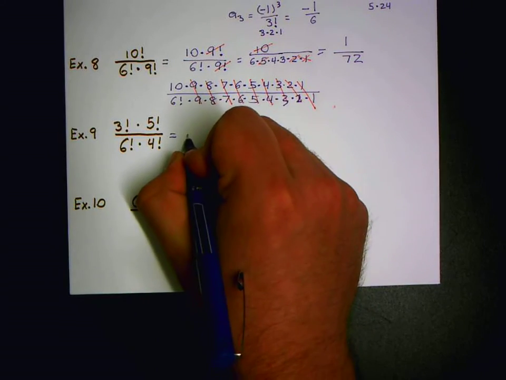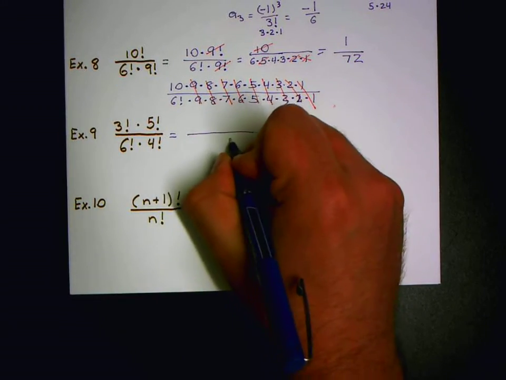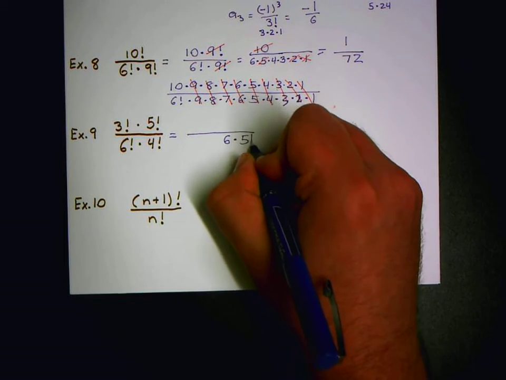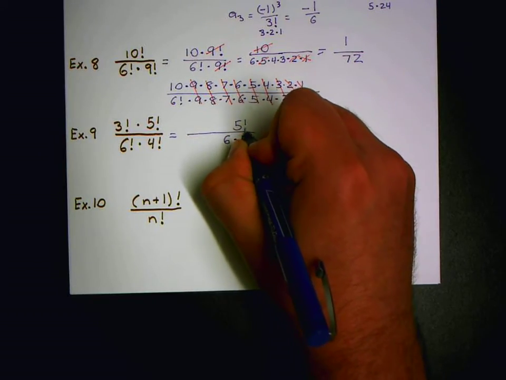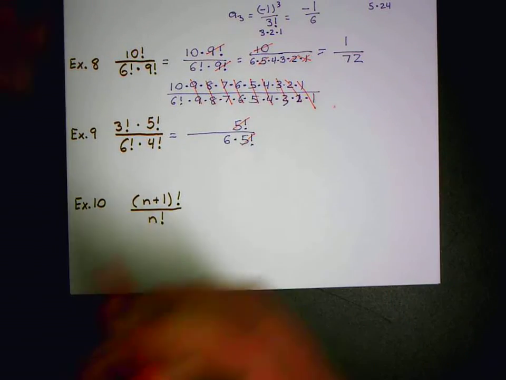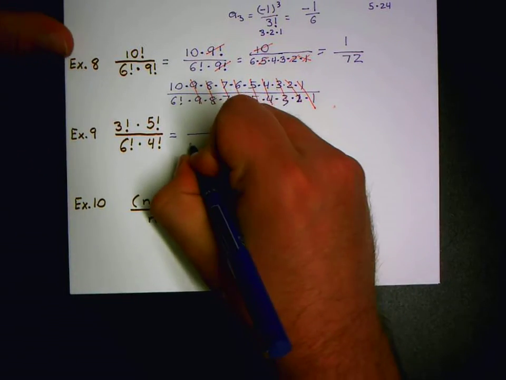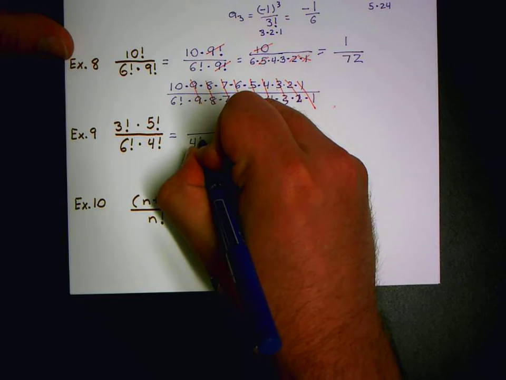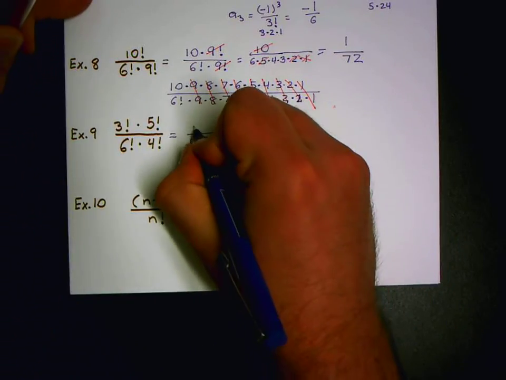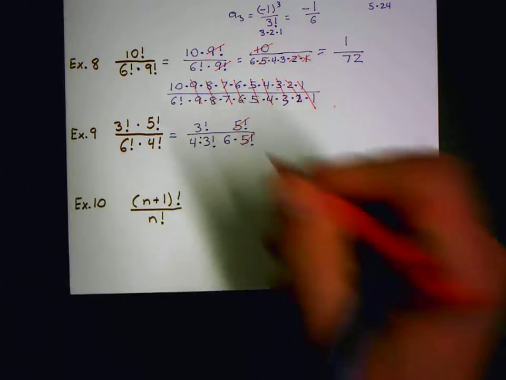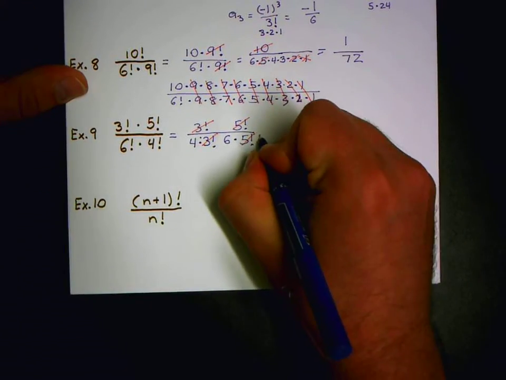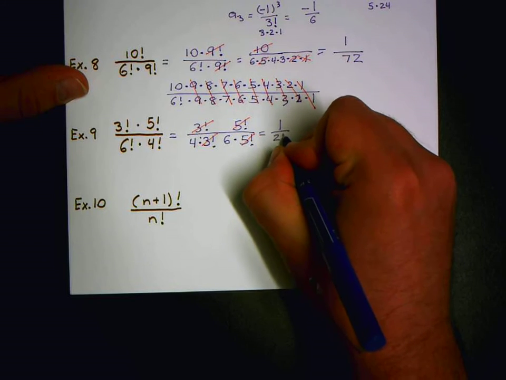So with this one, I could rewrite this as, well, the 6 factorial could be written like this, correct? So that I can cancel out the 5. The 4 factorial could be written like this. So I could cancel out the 3. So then my answer is 1 over 24.